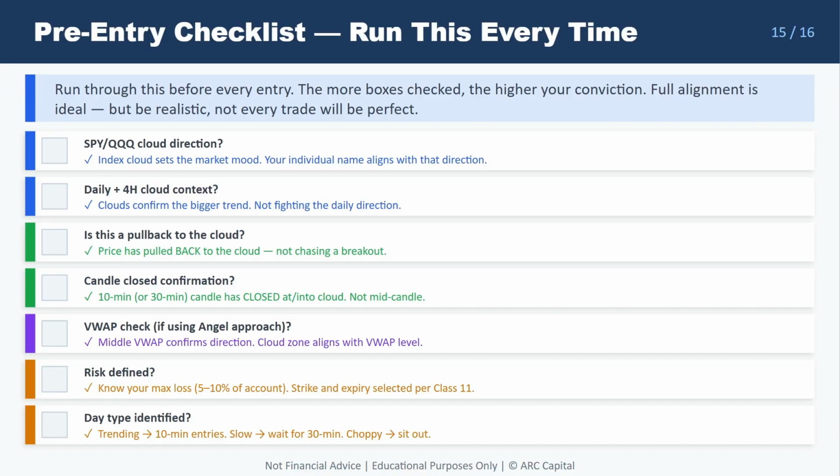Run through this for every entry. The more boxes checked, the higher your conviction. Full alignment is the ideal, but let's be realistic. Not every trade will be perfect. If it was, then we would be rich.